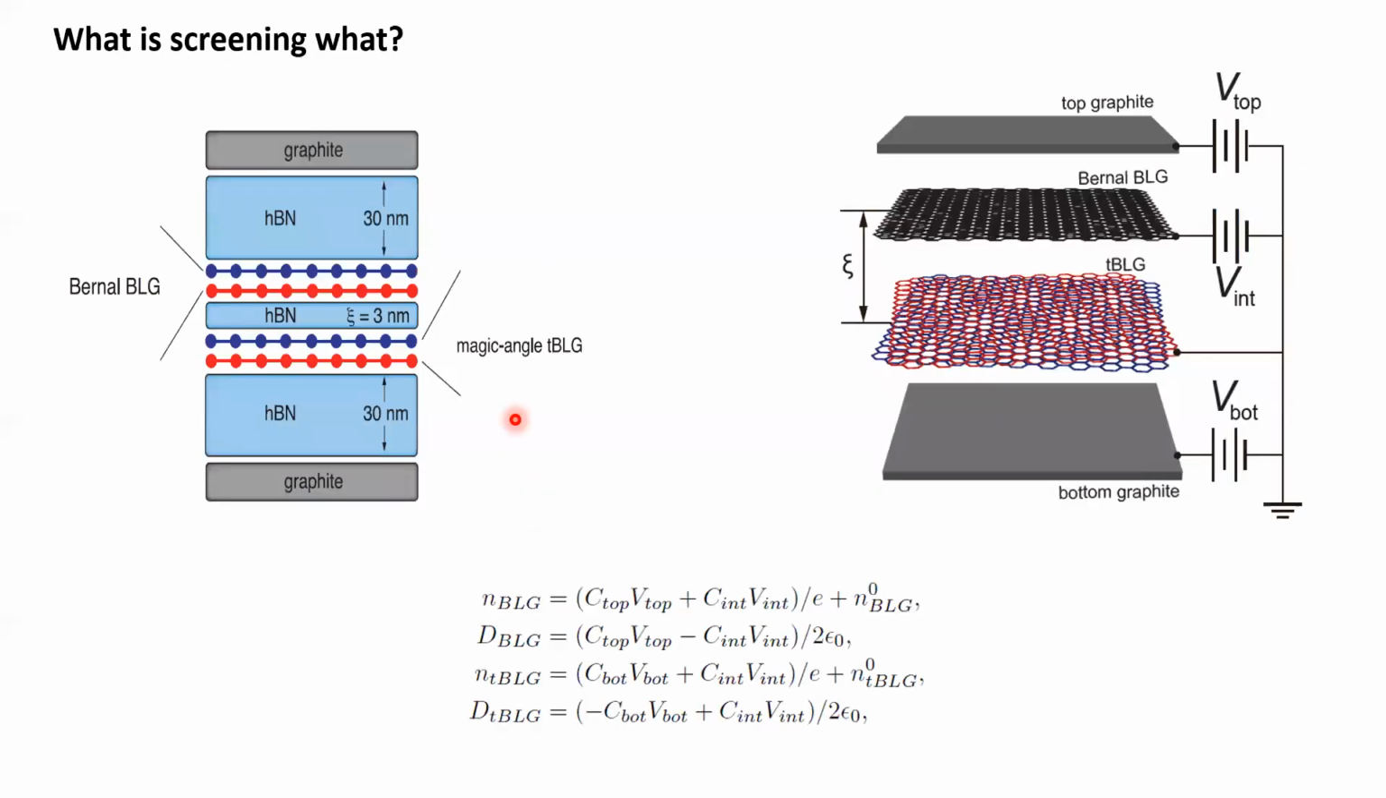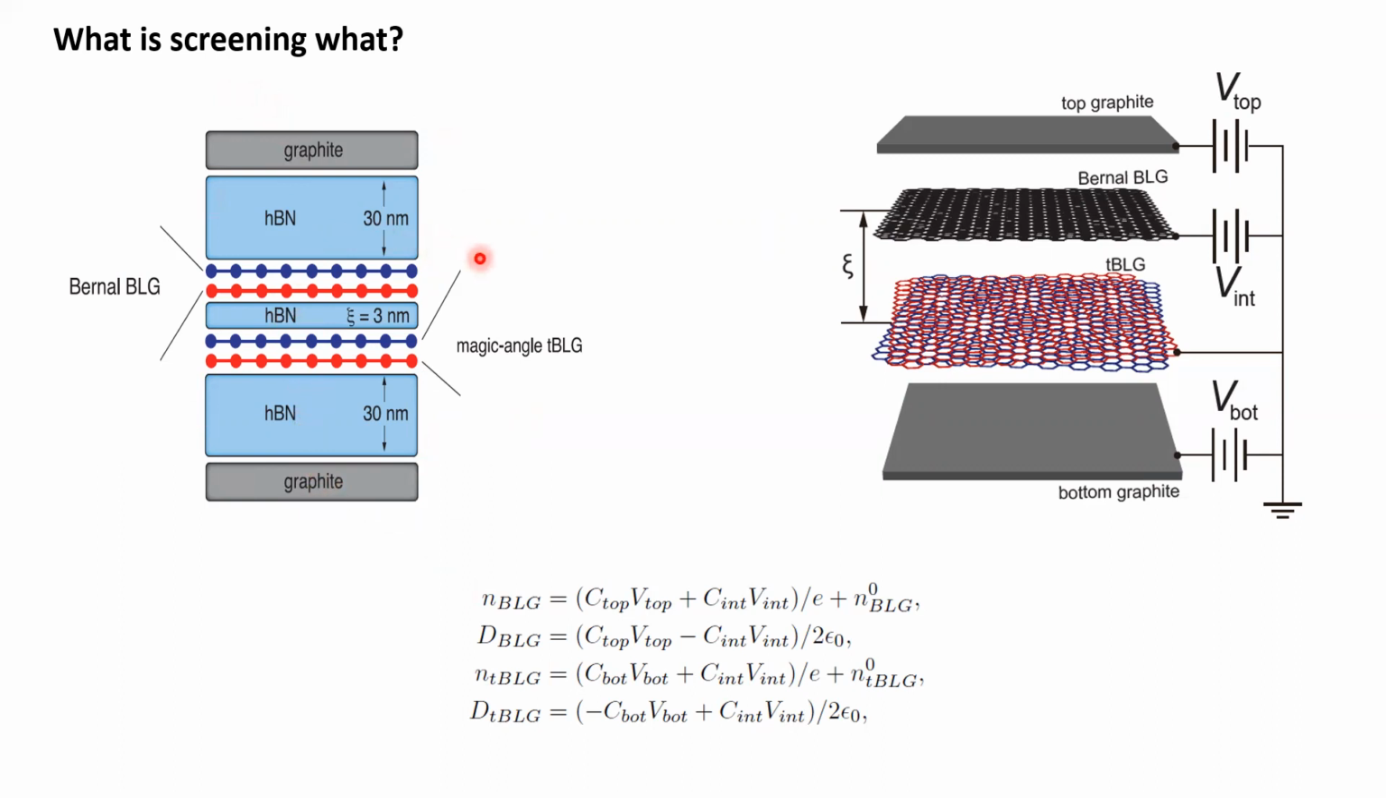Now, what is screening what? So what is this experimental device all about? The device is the following. This is a complex heterostructure. We have graphite; these are two graphite gates. This is a boron nitride. This is twisted bilayer graphene at the magic angle. This is thin hexagonal boron nitride. This is a normal bilayer graphene, an AB stacked bilayer graphene. This is another hexagonal boron nitride.